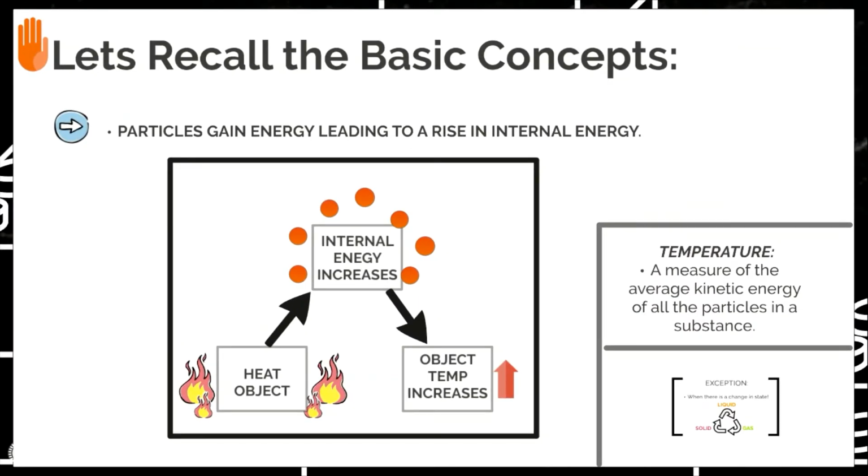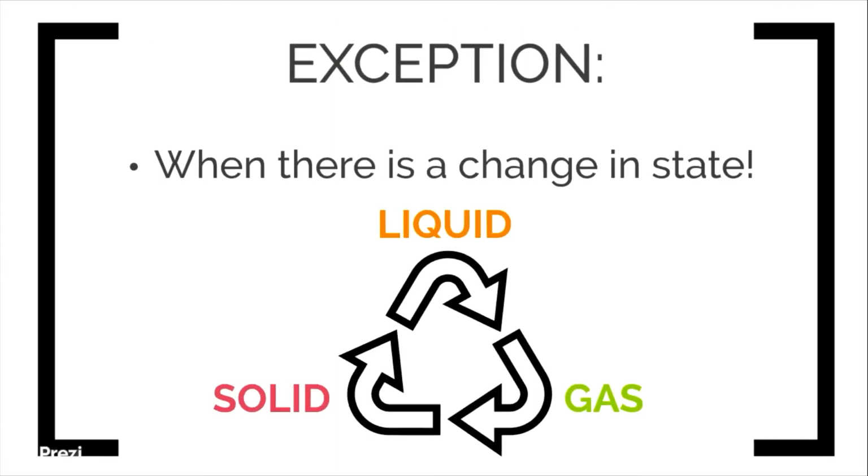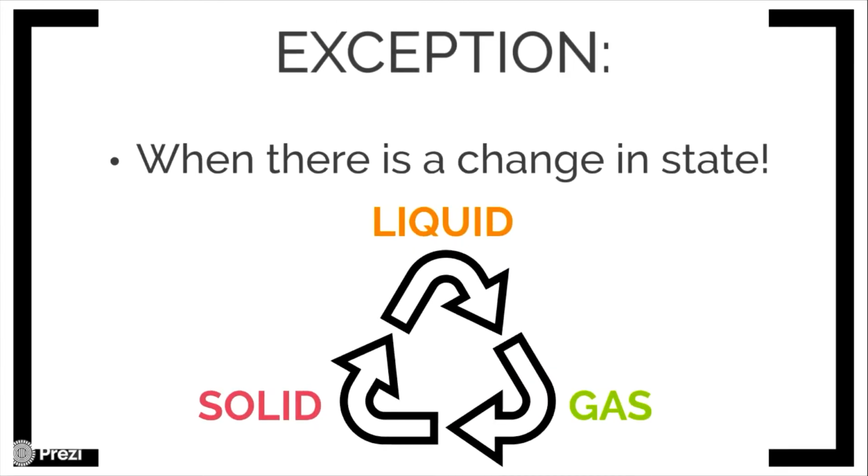First of all, before we dive straight into our lesson, let us recall the basic concepts. As we know, when we heat a substance, the particles gain energy, leading to an increase in kinetic energy or even internal energy, and hence a rise in temperature. Nonetheless, the whole point of this video is that there is an exception to this concept, and that is when there is a change in state.